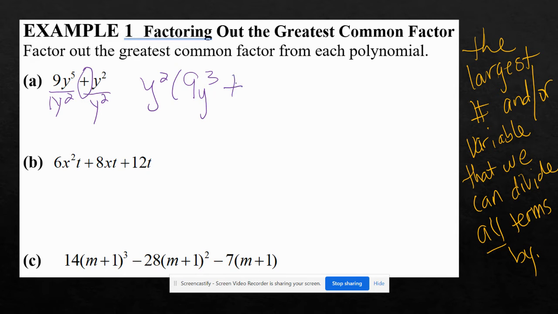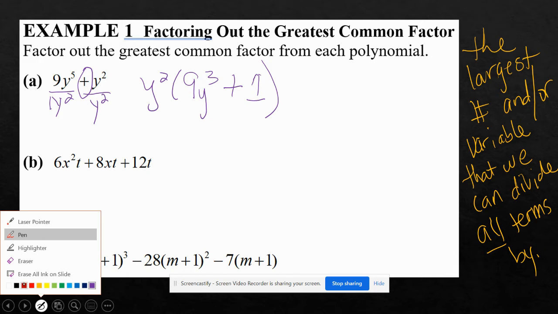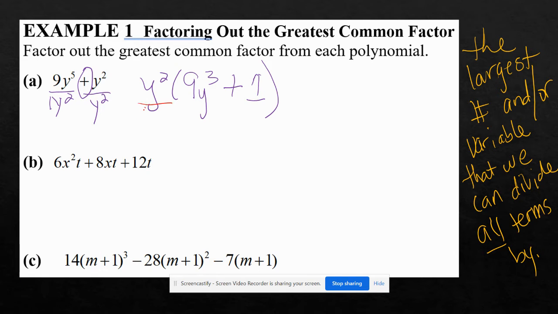We still have this plus sign. So even though the y squares simplify out, they do technically, because we're dividing, simplify to 1. And we do have to write that down. So y squared times 9y cubed plus 1 is our answer for factored form. This is our greatest common factor, and these are what we call the leftovers from when we pull that out.